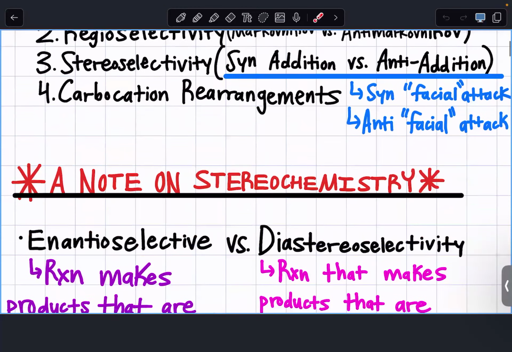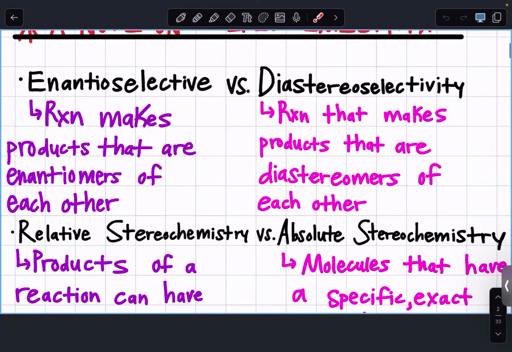So for stereochemistry, let's go over the difference between enantioselectivity and diastereoselectivity. A reaction is going to be enantioselective if that reaction forms products that are enantiomers of each other, right? And do you guys remember what is the name of that mixture if there's a 50-50, racemic mixture, right? It doesn't have to be racemic mixture though. Like let's say there's a 60-40 mixture of enantiomers. But if there's 2 enantiomers, that reaction is still enantioselective, right?